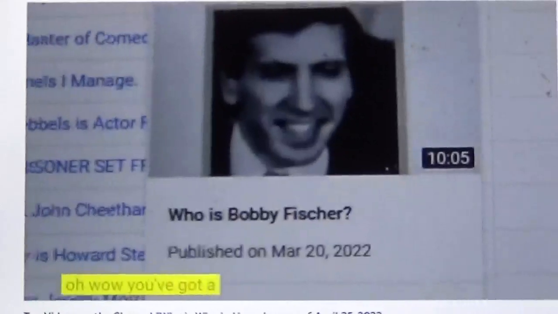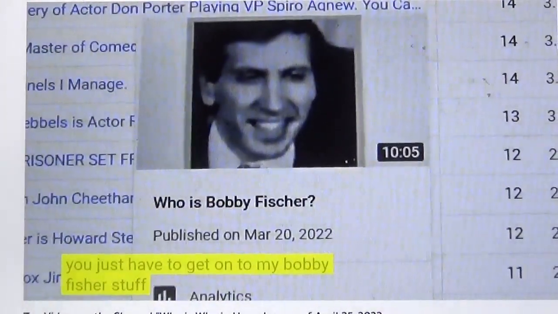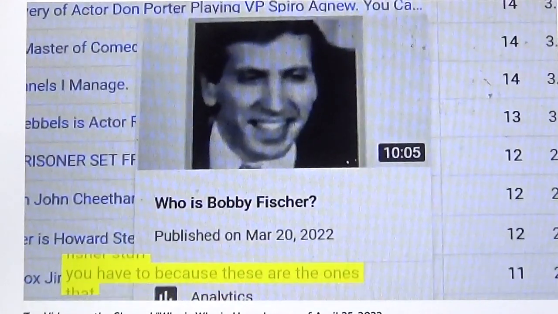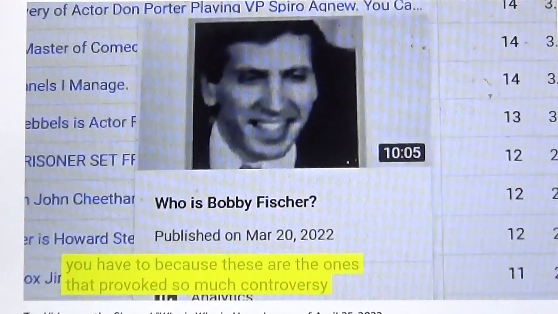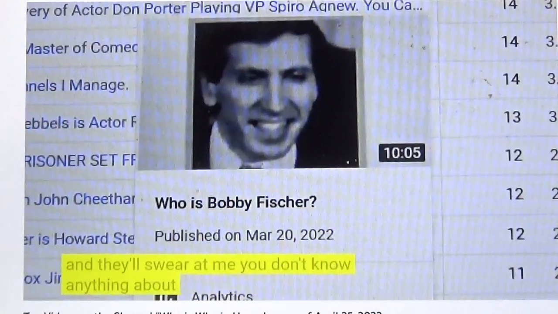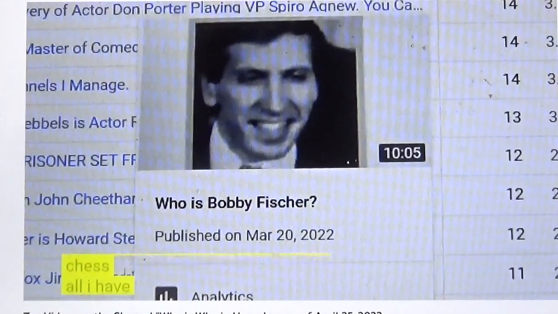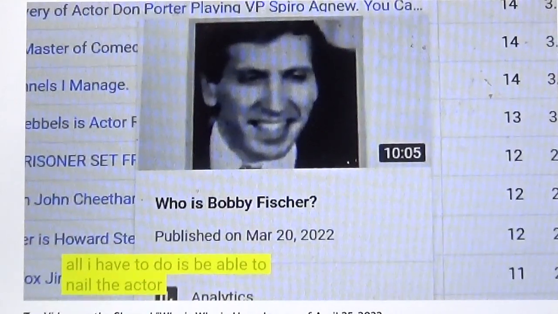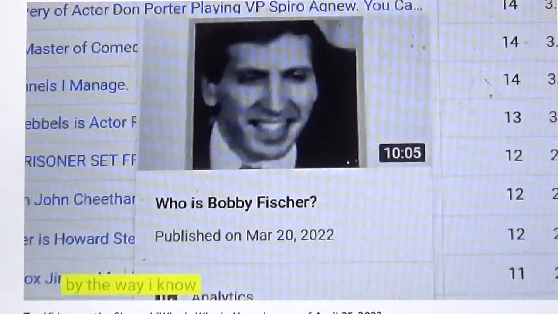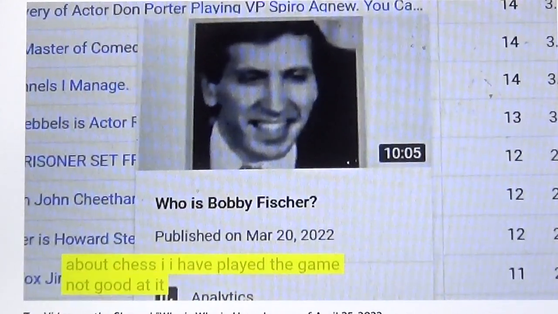Oh wow, you just have to get onto my Bobby Fischer stuff. You have to, because these are the ones that provoked so much controversy among the people that love chess. Don't swear at me. You don't know anything about chess. I don't have to know anything about chess. All I have to do is be able to nail the actor. By the way, I know a little tiny bit about chess. I have played the game. I'm not good at it.